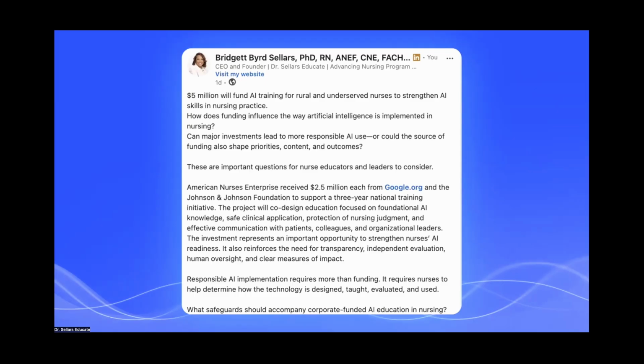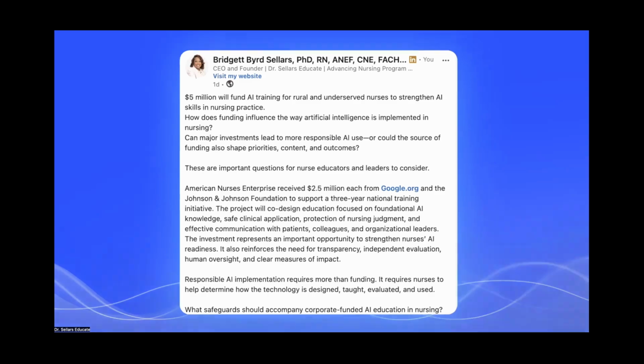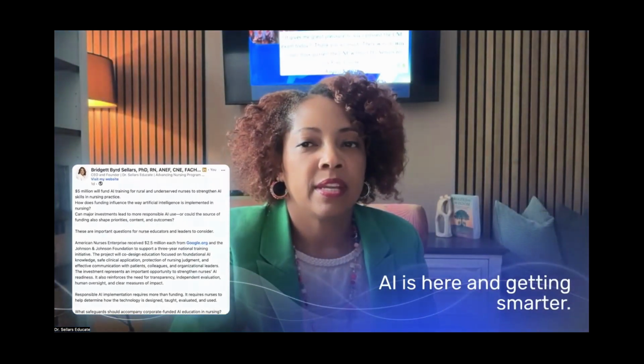Responsible AI implementation requires more than funding. It requires nurses to help determine how the technology is designed, taught, evaluated, and used. So here's a question for you to think about. What safeguards should accompany corporate funded AI education in nursing? So I want you all to think about that.